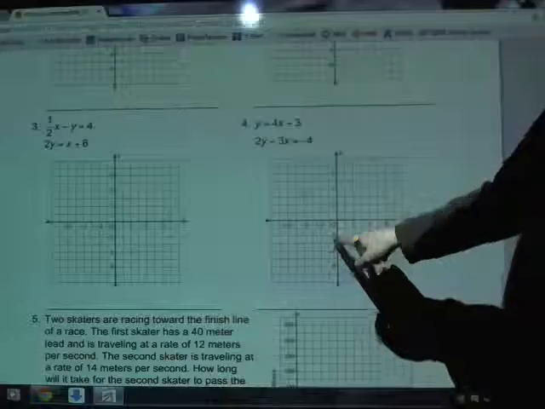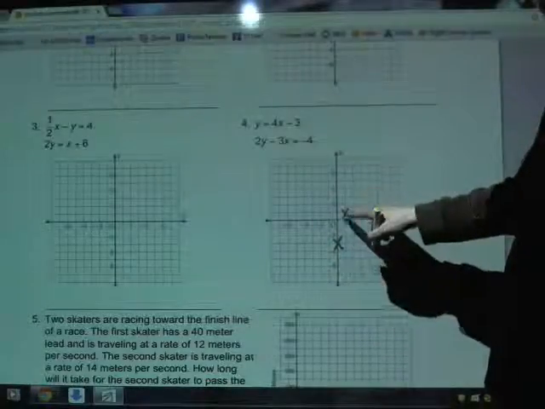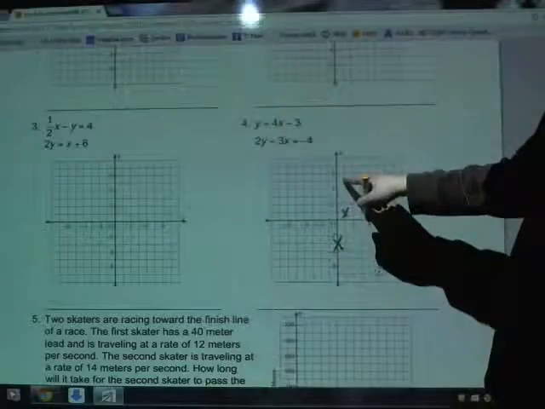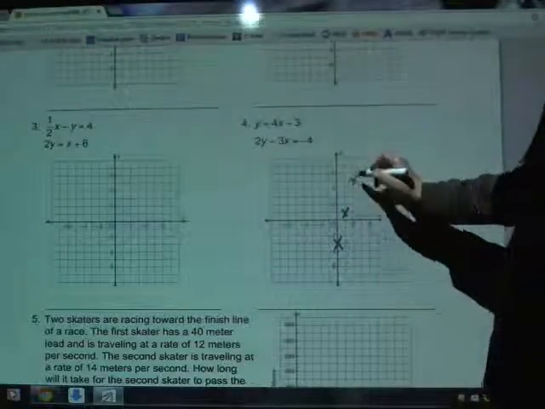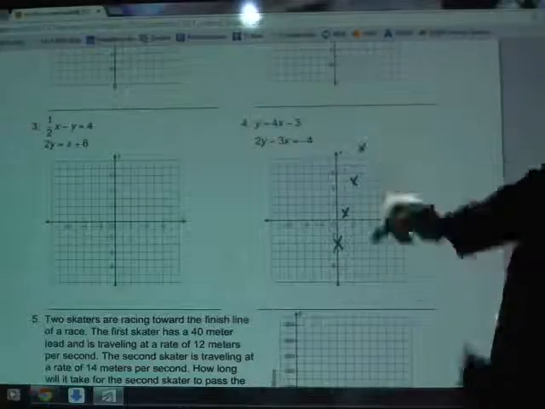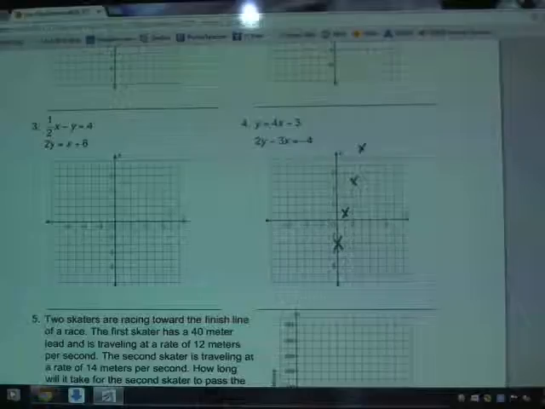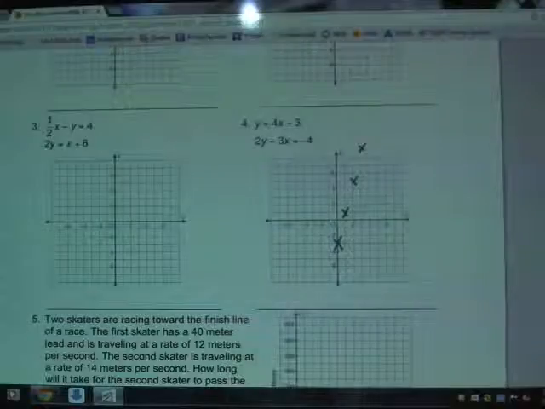So from this point, I'm going to go 1, 2, 3, 4 up, 1 over. Repeat. I'm off the graph, but there you go. All right, now the second equation, you've got choices there. You can either A, manipulate the equation, or B, graph this using the intercepts method. It doesn't really matter which one you do, as long as you do it correctly.